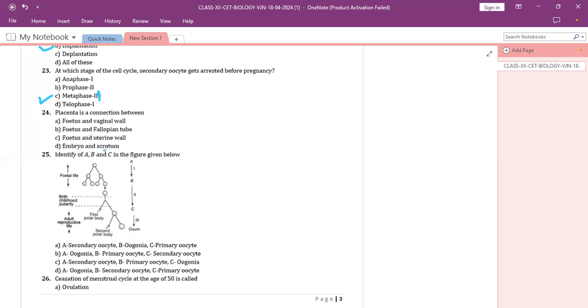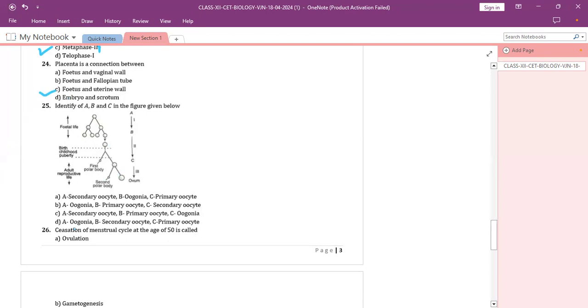So what is this connection all about? The placenta is a temporary organ that connects the baby with the uterus during the mother's pregnancy. The placenta develops shortly after conception and attaches to the wall of the uterus. The baby is connected to the placenta by the umbilical cord. So the option is fetus and uterine wall.